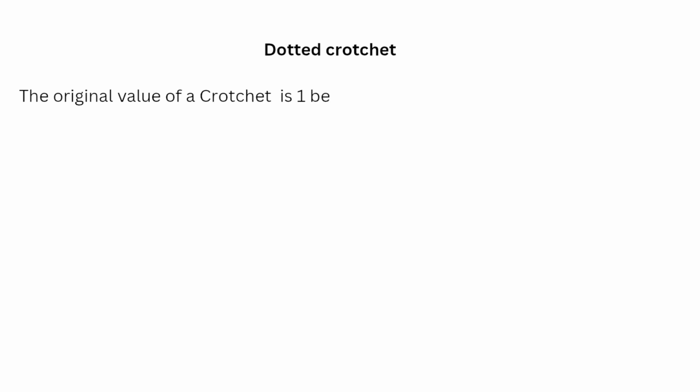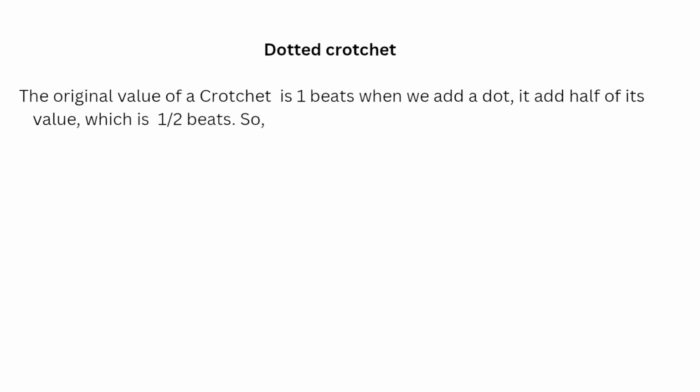Dotted crotchet. The original value of a crotchet is 1 beat. When we add a dot, it adds half of its value, which is 1 by 2 beats. So a dotted crotchet is worth 1 plus 1 by 2 is 1 and 1 by 2 beats.